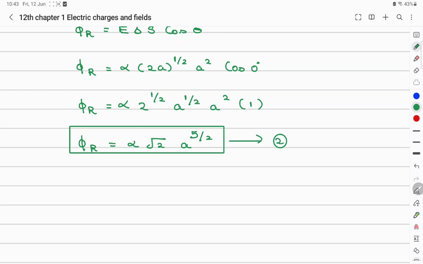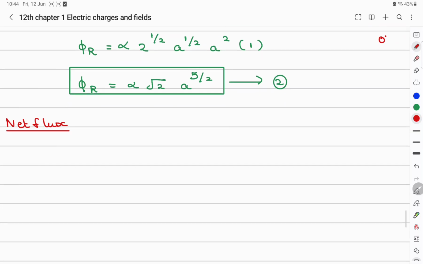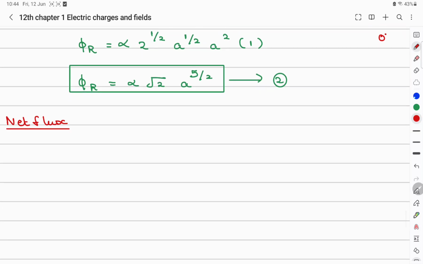Then we are going to find out the net flux. In this, cos 0 degree arises because the unit vector and the electric field are both in the right direction, so the angle between the unit vector and the electric field is 0 degree, parallel. Okay, so the net flux phi is equal to phi of r plus phi of l.